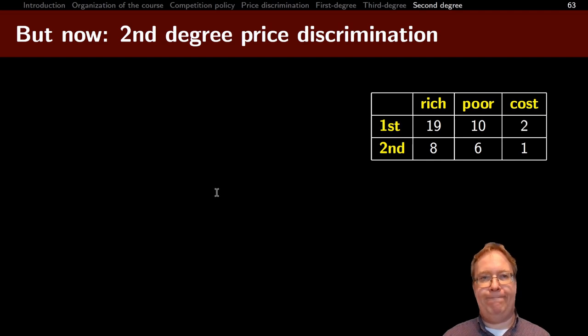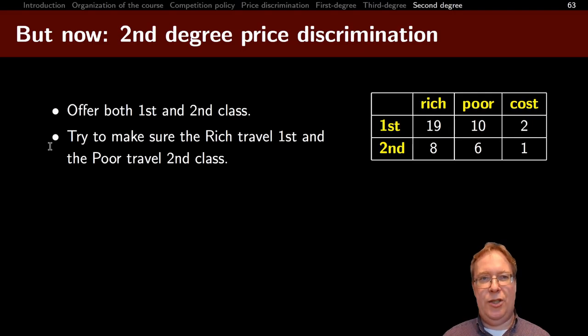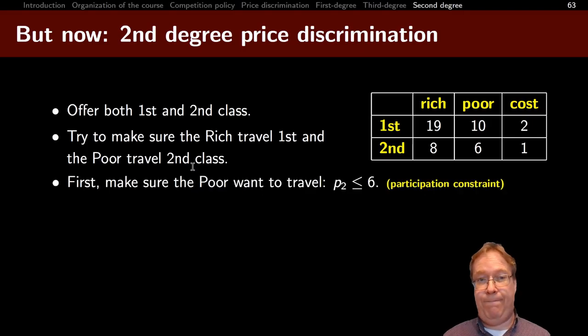Okay, but now suppose that I can do second degree price discrimination. So the idea is as follows. I'm going to offer both first and second class, and I try to make sure that the rich travel first and the poor travel second class. Okay, let's figure out how to do that.